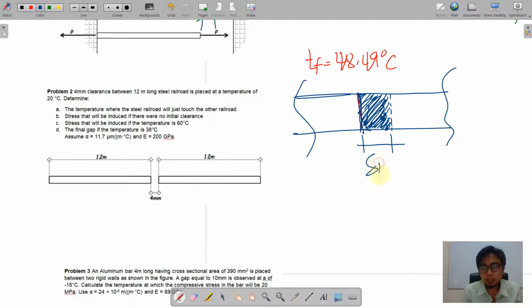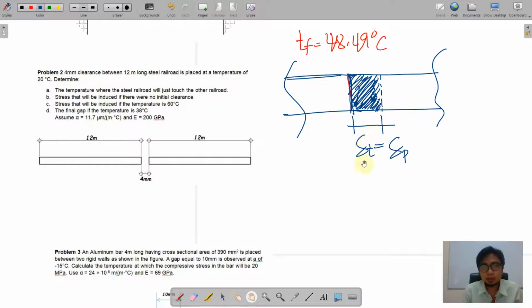So delta due to temperature is equal to the delta due to the push. Okay? And what is that push? Kasi nga tutok yan. This will have a push on the other railings. So we do not need to expand this because we have already determined that at this temperature we have a 4 mm stretch. We'll just have to equate it with PL over AE. Okay? So we know that this is PL over AE again.